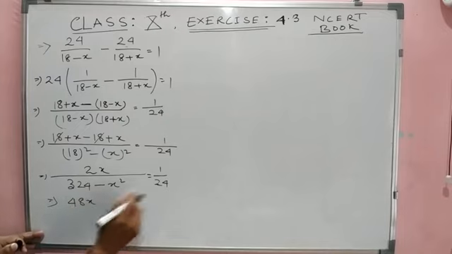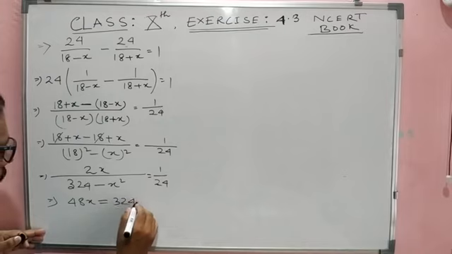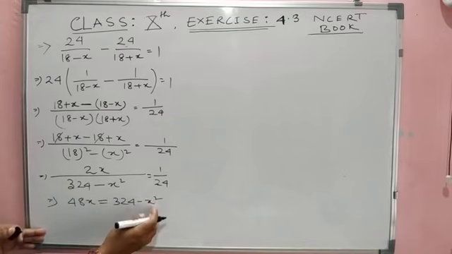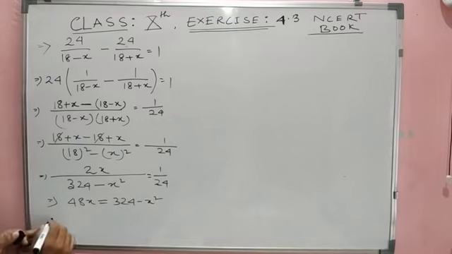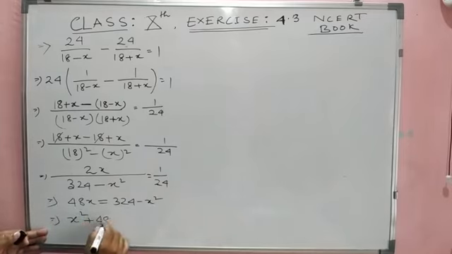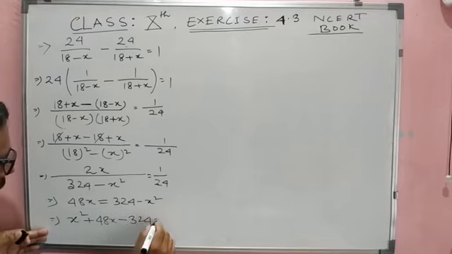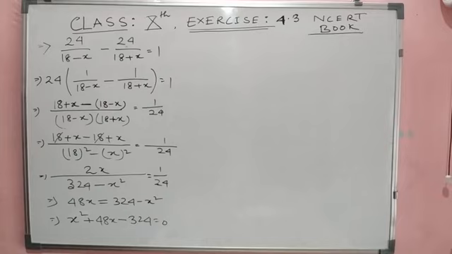It will be 48x, and on cross multiplication we get 324 minus x square. Now let us transfer this to this side. It will be x square plus 48x minus 324, and together I have written this in standard form. Now we have to solve this.